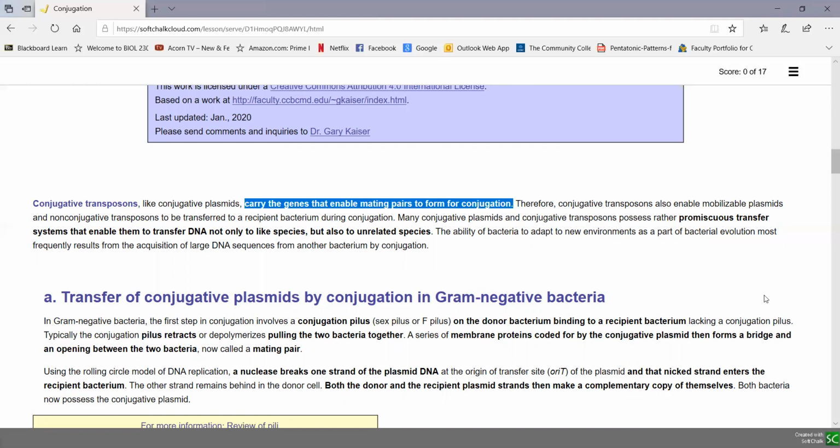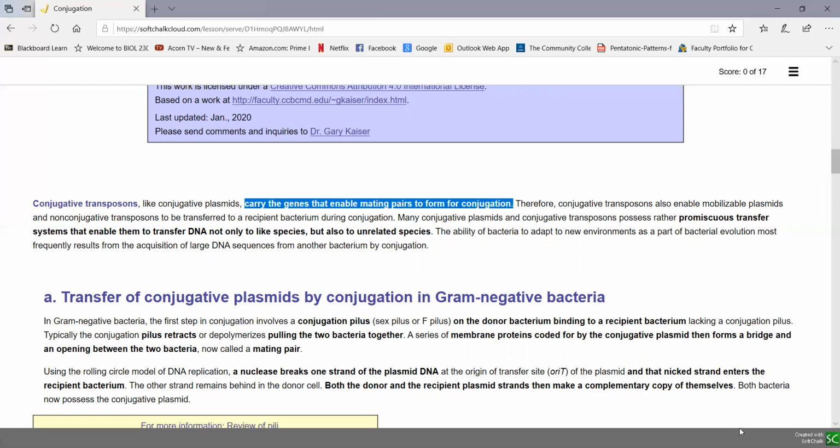So this can allow transposons themselves to be transmitted from one bacterium to another, or they can allow other mobilizable plasmids or mobilizable transposons to be transferred to a recipient, as long as one segment of DNA somewhere in that donor bacterium has TRA genes coding for a mating pair. Other plasmids and other transposons can also be transferred once the mating pair forms.